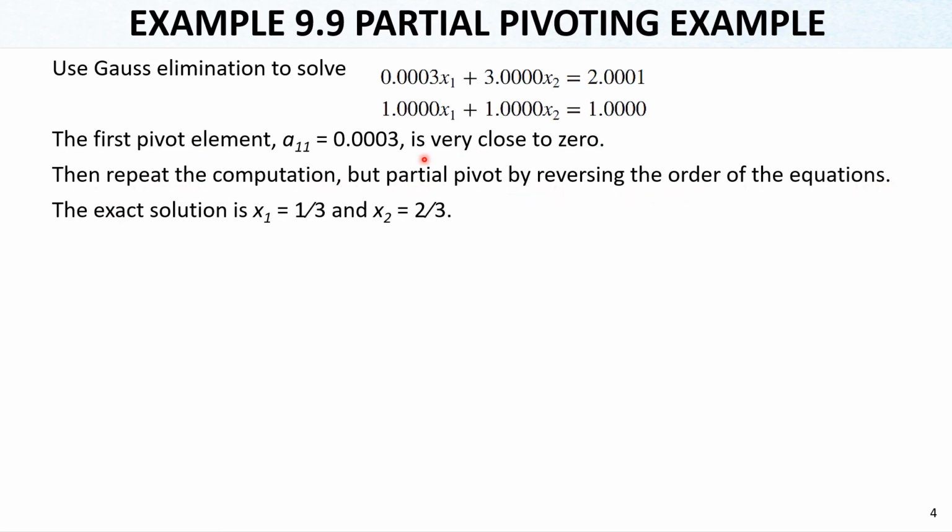So what we want is we check the first column, the coefficients of the first unknown actually. You see that the second one has a larger coefficient. So we simply move this as the first equation. So this means partial pivoting. Then the equation order is changed as this: 1x1 plus 1x2 equals 1, and 0.0003x1 plus 3x2 equals 2.0001.